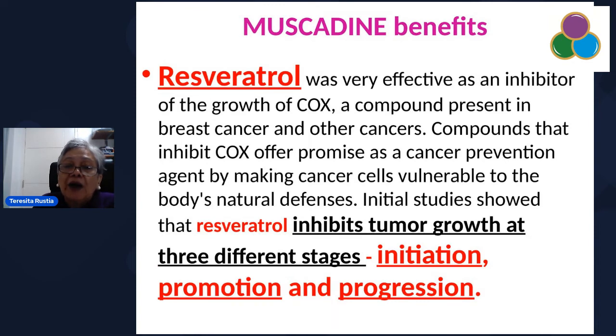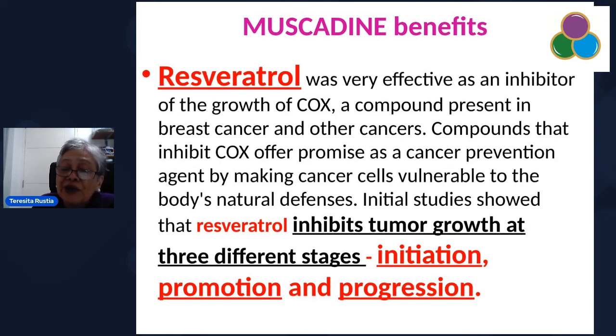Now, resveratrol, I have mentioned to you a while ago what COX is, right? Cyclooxygenase. Now, a compound present in breast cancer and other cancers. Why? Because too much of it could actually cause what? It could cause a lot of inflammations. So therefore, what happens now is that our natural defenses are actually affected.